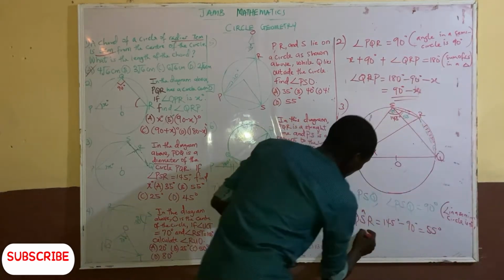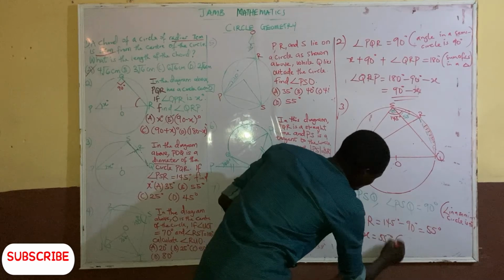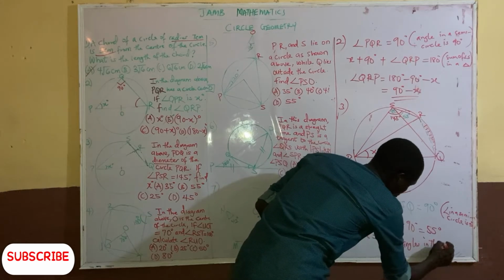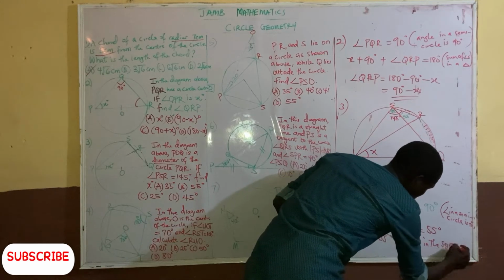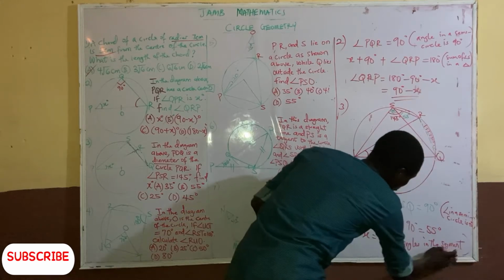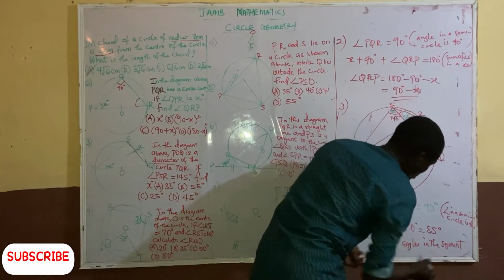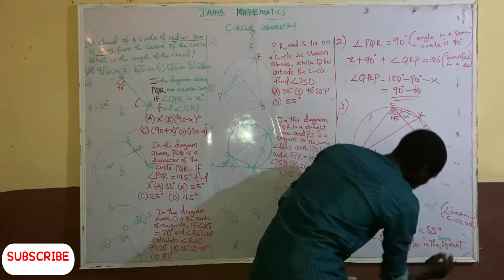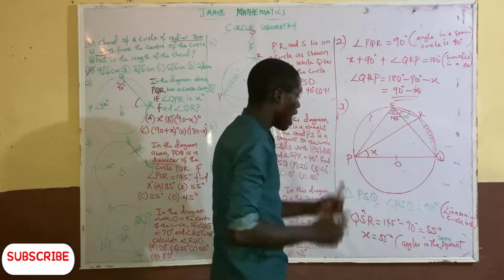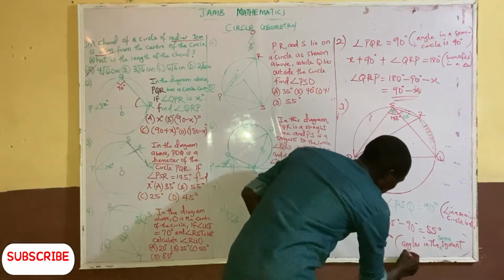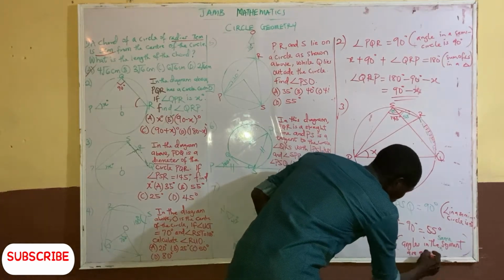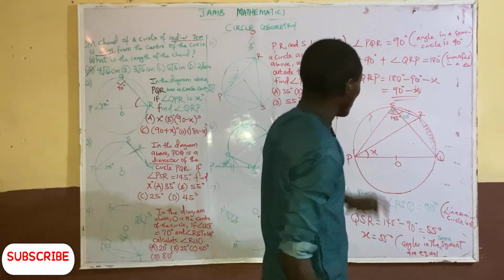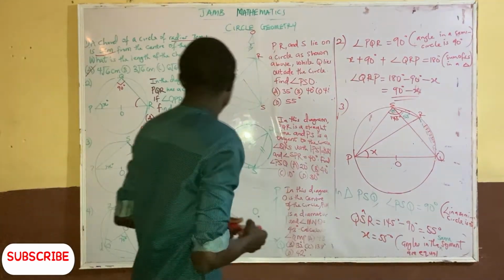So x is equal to what? 55 degrees. Why? Angles in the same segment. It's very important to put the reason: angles in the same segment are equal. So 55 degrees is equal to x. So that's that about question number 3.